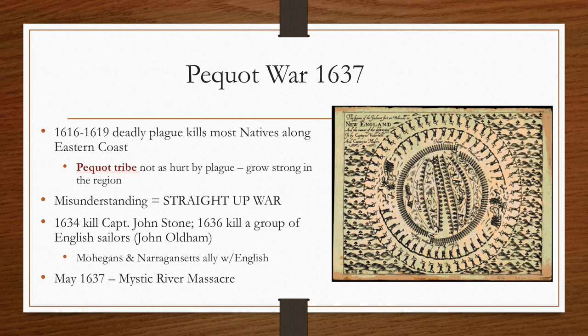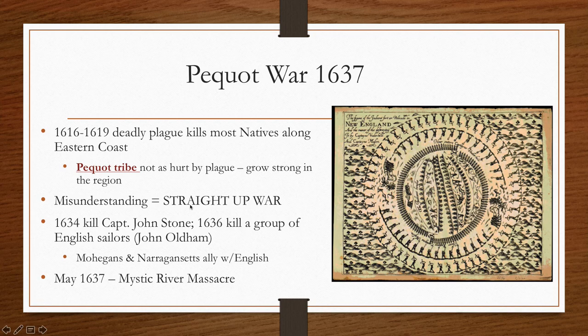And then 2 years later, another group of Indians kill English sailors, and most notably this John Oldham, who is a pretty popular guy. What the English want is to hold a trial. And they would actually like the Pequot to come to the trial and see English law and have them understand the fairness of law. But the Pequot do not trust this, and they refuse. And eventually this is going to lead to straight up war between the two groups in 1637.